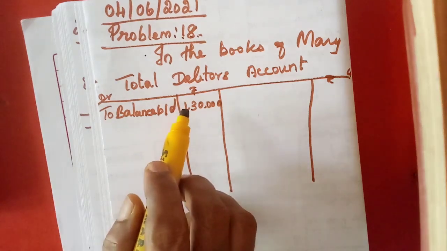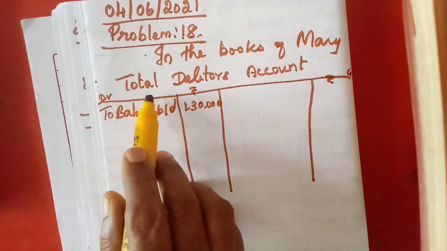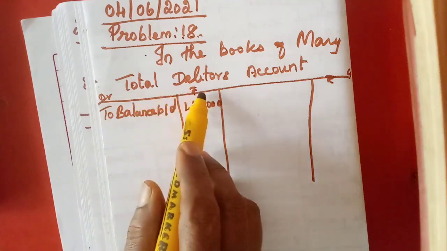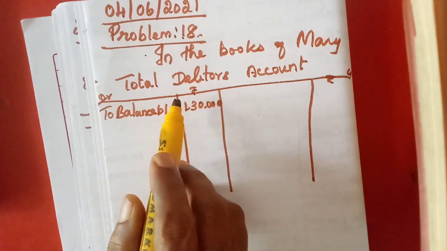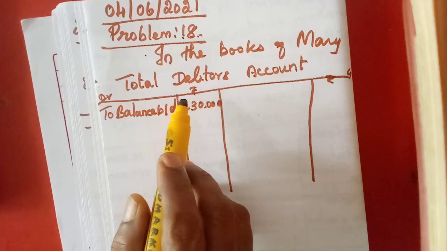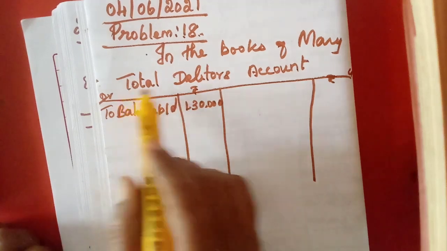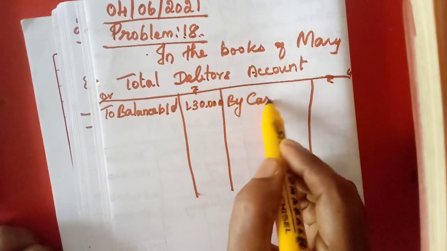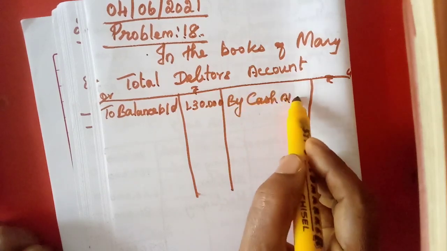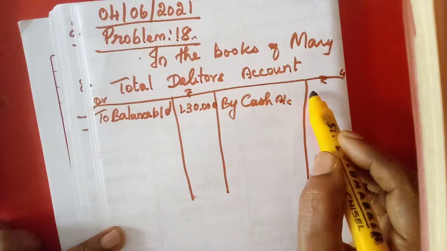We should see from the top. Everything related to the debtors account we have to see there in the cash book. Opening balance, then sales, then to debtors. That means cash received from debtors. Cash account, debtor to debtors account. So by cash account 3,40,000.